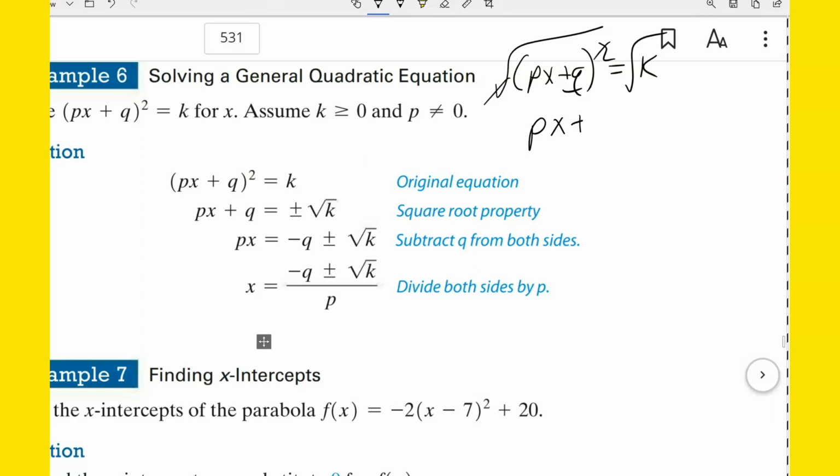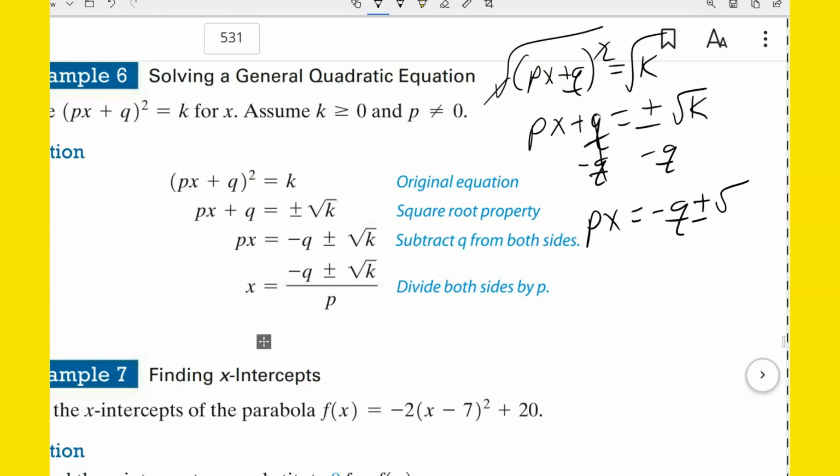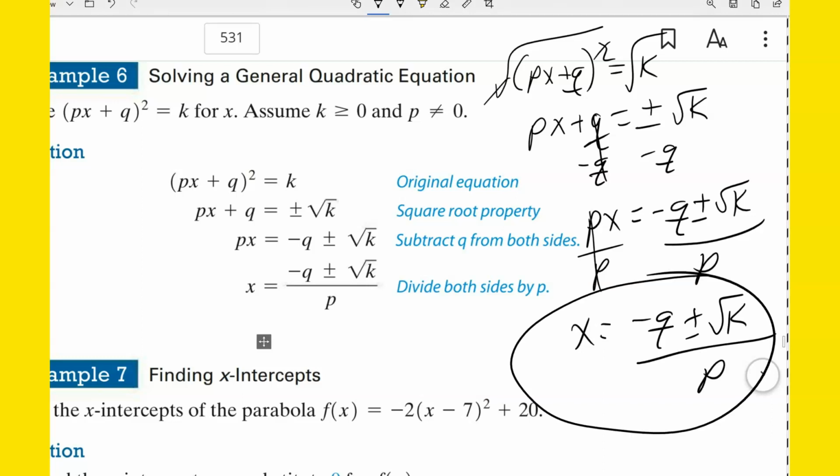So now I've got px plus q equals the square root of k. I've just got to leave it as the square root of k. I can't do anything with it, but I do have to put plus or minus in front of that whenever I take the square root of both sides. Next, what do I get rid of? I get rid of the plus q, so I subtract q from both sides. So now I've got px equals, I put the minus q in front. I say negative q plus or minus the square root of k. Then I divide both sides by the p to get rid of the p. So that's my answer. x equals negative q plus or minus the square root of k all over p. And that's my answer.